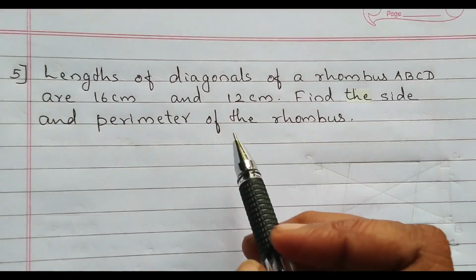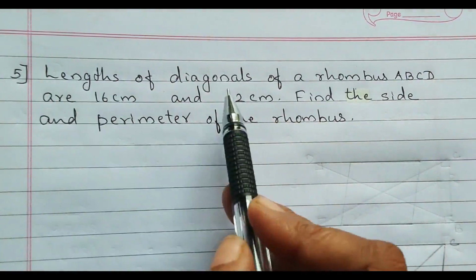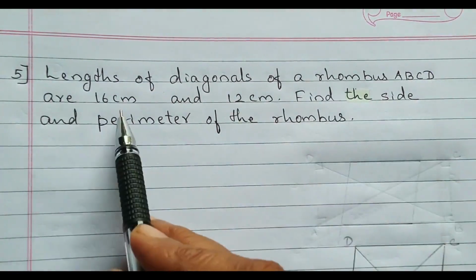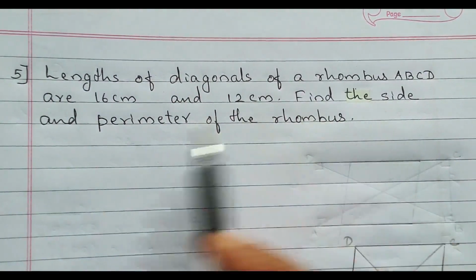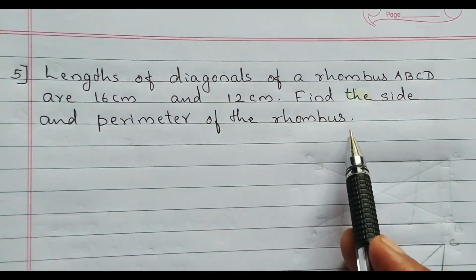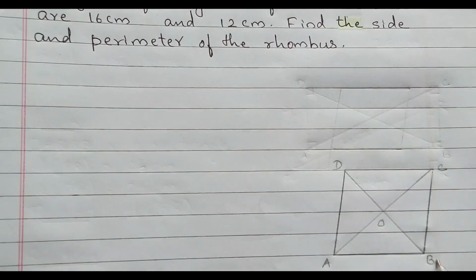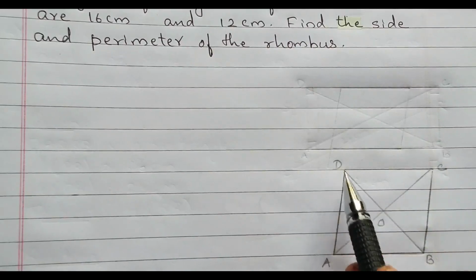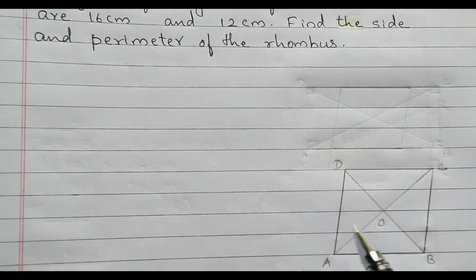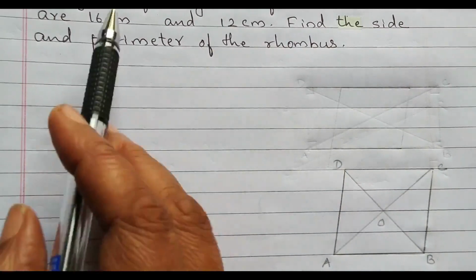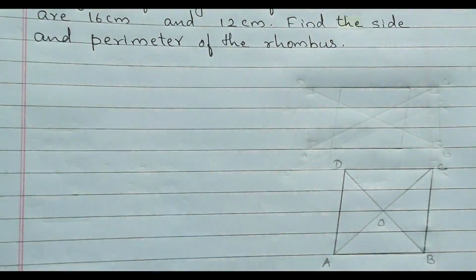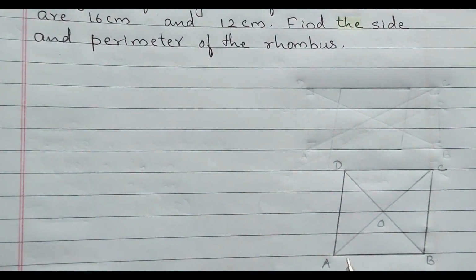Now let's see the fifth question. Lengths of diagonals of a rhombus ABCD are 16 centimeters and 12 centimeters. Find the side and perimeter of the rhombus. A rhombus ABCD is given and the lengths of the two diagonals are given, 16 centimeters and 12 centimeters. You want to find the side of the rhombus.